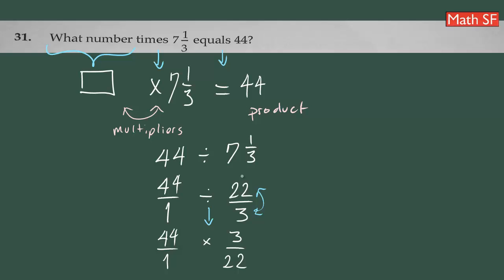Now in order for us to reduce, we must write them as a product of prime numbers. So let's do that on the side. 44 will be 4 times 11. And that 4 is going to be 2 times 2 times 11. So instead of writing 44, I'm going to write 2 times 2 times 11 over 1 times 3.